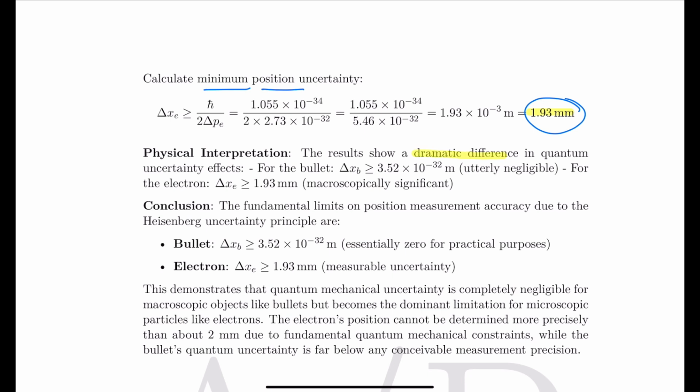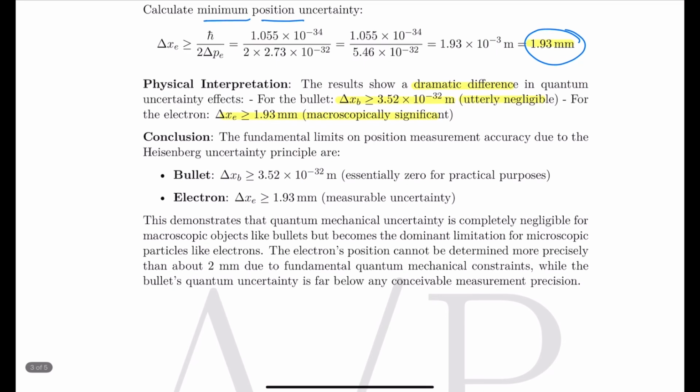So let us do the physical interpretation for better understanding. This result shows a dramatic difference in the quantum uncertainty effects. For the bullet it is very small, which is negligible, and for the electron it is significant. Then we have this simple conclusion here. You should always write the conclusion, it will help you to fetch better marks.